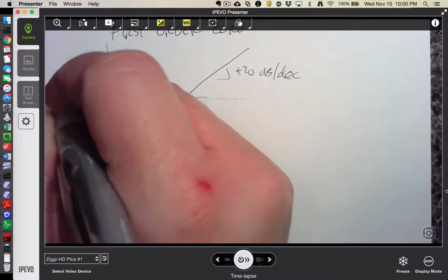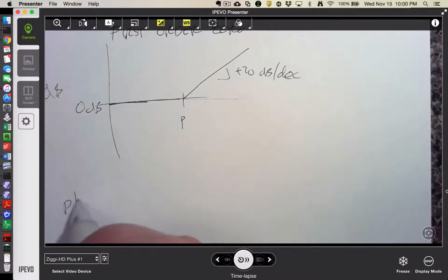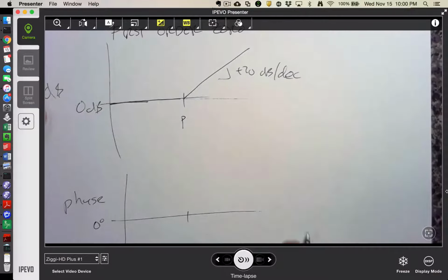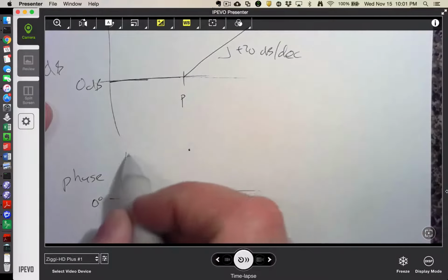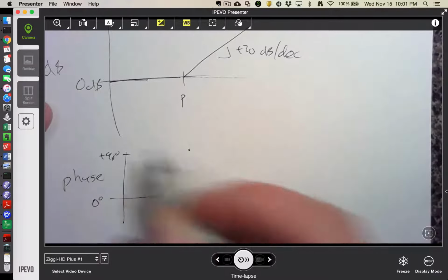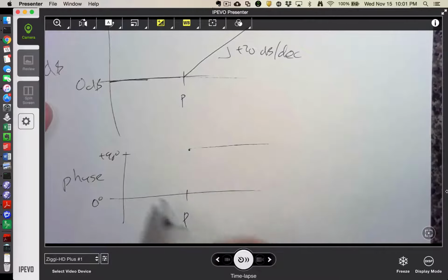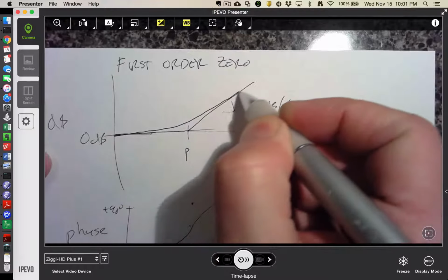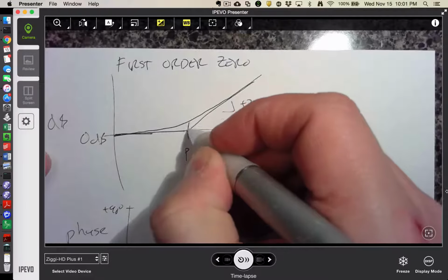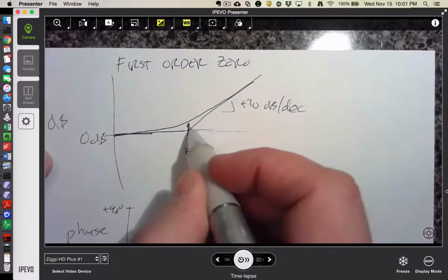And so that is our dB magnitude. And then our phase will start at 0 degrees. And then when we get to omega equal to p, we'll jump up to positive 90 degrees. And then it's got to kind of transition somehow like so. And we'll fudge the corner again like so. And this would be a plus 3 dB here.